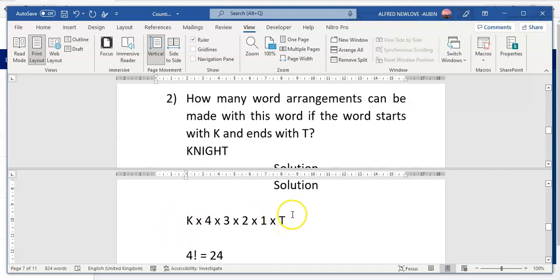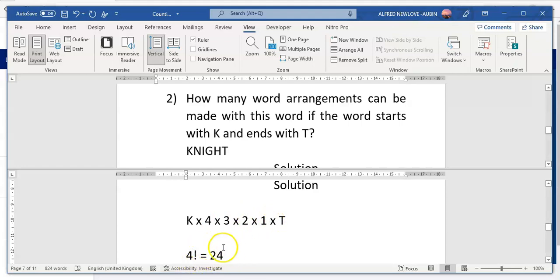The second space is occupied by what? T. Because the question says the word starts with K and ends with what? T. So how many letters are used? 2 letters. So it's going to remain with 4, 3, 2, and 1. It's going to remain with 4 letters. So this space will be occupied by any of the 4 letters left. Now this space is occupied, so this is also going to be occupied by any of the 3 letters left, because one space is used, another space is used. Then 2 and 1.